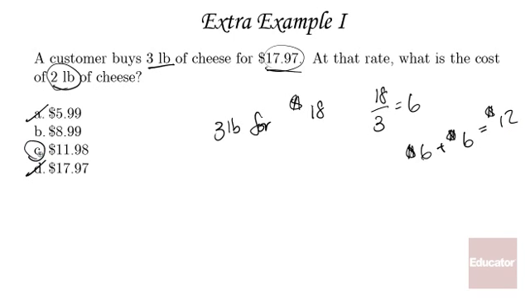So by reading the problem carefully and noting that this is 2 pounds of cheese, I knew that A was not going to work. And then, very obvious, if 3 pounds cost $17.97, of course I can take out $17.97 because we're looking for 2 pounds, which should be less. So by reading the problem very carefully and reading it over again and thinking about what the problem was asking for, I was able to take out 2 answers.